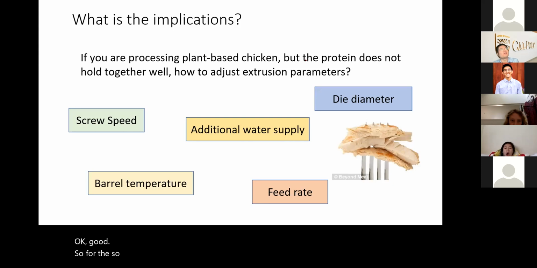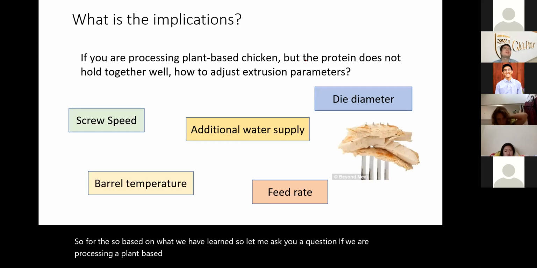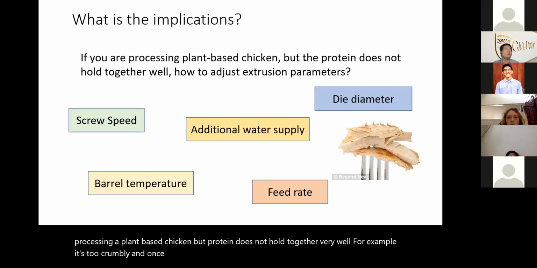Based on what we have learned, let me ask you a question. If we are processing a plant-based chicken, but the protein does not hold together very well, for example, it's too crumbly, and once we chew it, it just falls apart, how can we adjust those parameters to improve the texture?